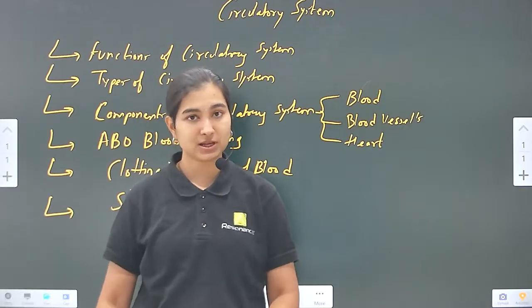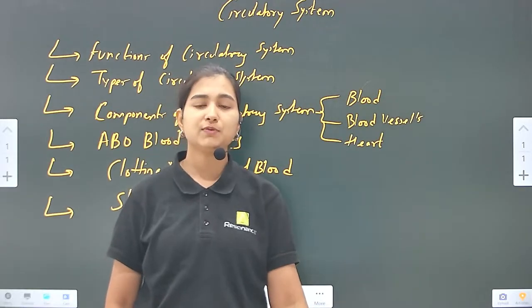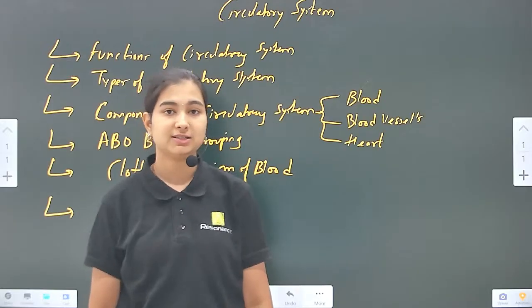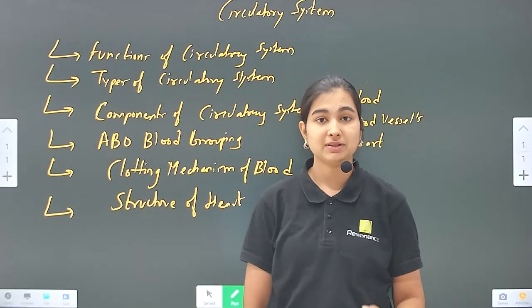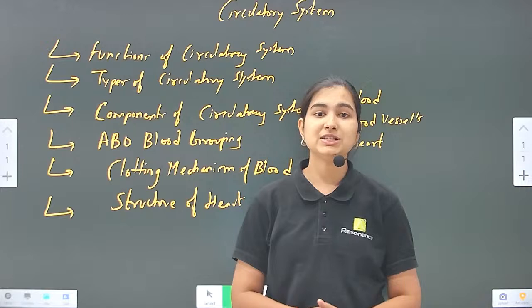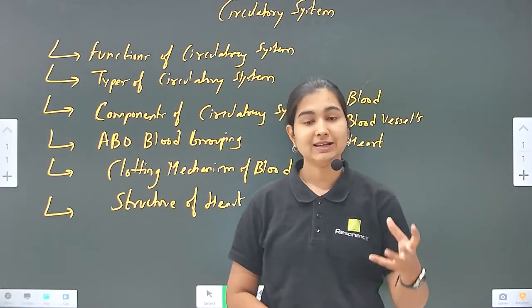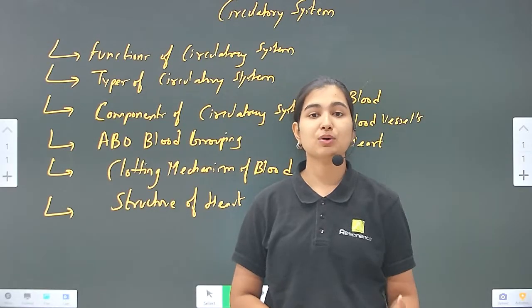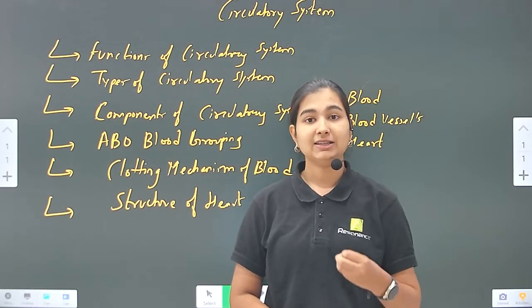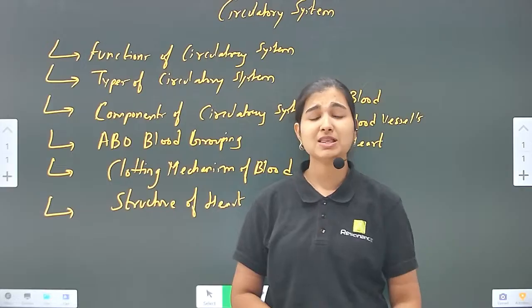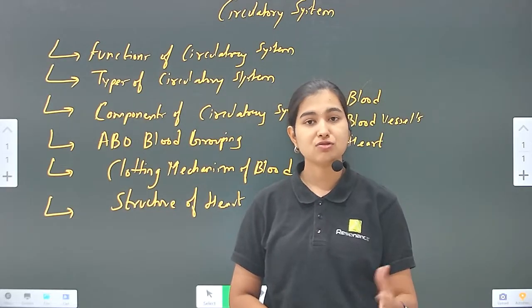We have mainly two types of circulatory system: the open type and the closed type. So what happens in the open type? In the primitive organisms, the open type was observed. In the open type, the blood flows directly into the body cavity. The body cavity is called the hemocoel, right? And you have the coelomic fluid there. The hemocoel is also called the sinus.